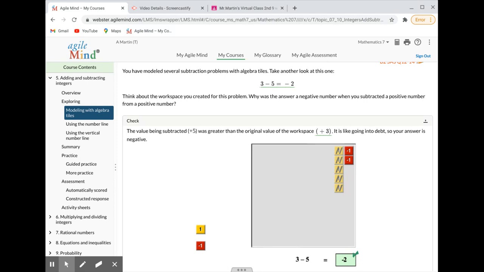The value being subtracted, ain't that just +5? Correct. +5 was greater than the original value of the workspace, +3. It is like going into debt, so your answer is negative. That means you have $3, but you buy something that's $5. If you have $3 and you want to buy something that's $5, you need to come up with how much more money? $2 more. So you're in debt $2.